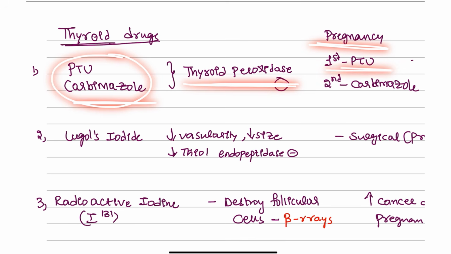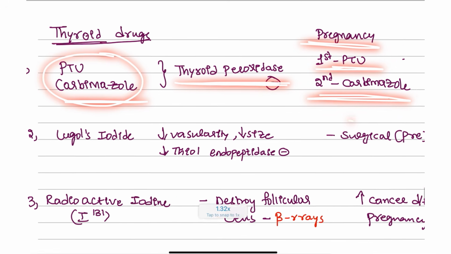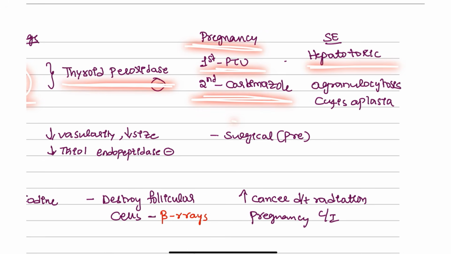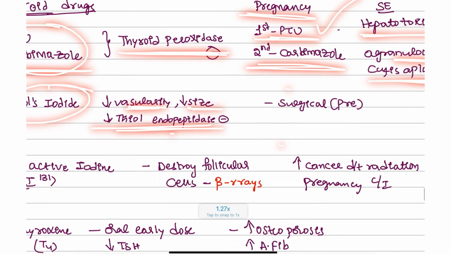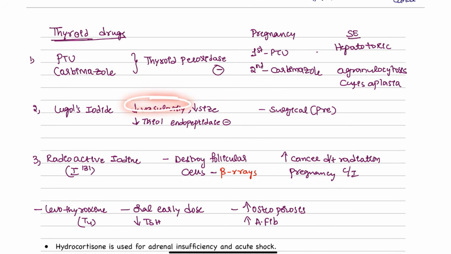So in the first trimester PTU, second trimester carbimazole. What are the side effects? It is highly hepatotoxic, agranulocytosis and also cutis aplasia if given in the first trimester. Iodine decreases the vascularity, decreases the size. So it is going to block the thyroid peroxidase. If it decreases the vascularity and size, it is best for the pre-operative period because we can easily visualize and easily ligate without bleeding.